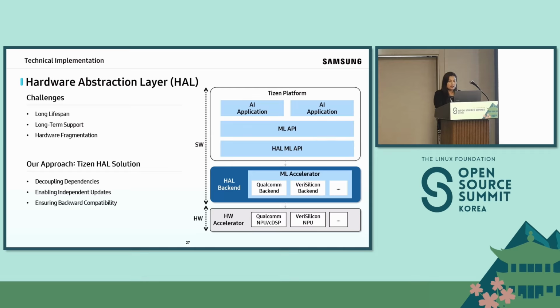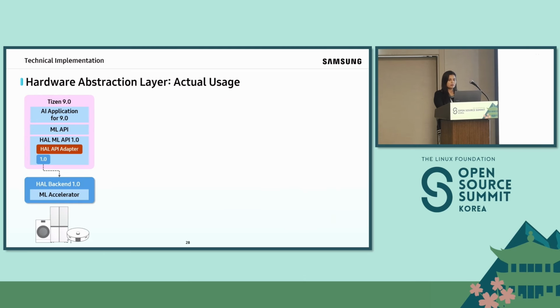So this architecture enables independent updates, that is, Tizen platform updates can be done without considering the HAL backends. Developers can focus on the app and model development without worrying about new SDK changes. We also ensure backward compatibility for HAL modules, which allows us to provide updates for legacy devices.